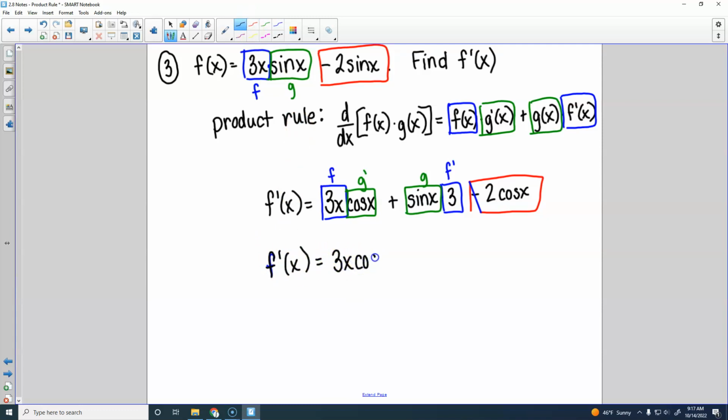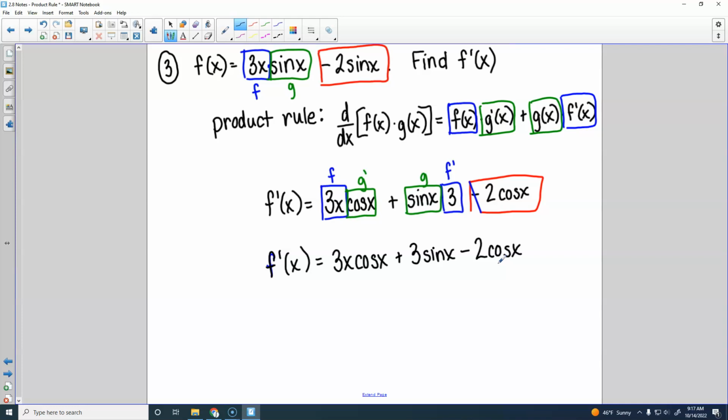3x cosine x. That 3 sin x is going to be written with the 3 out front. But that is really all that you can do to this. Right here, they'll probably just leave the answer like that. Okay, right here.